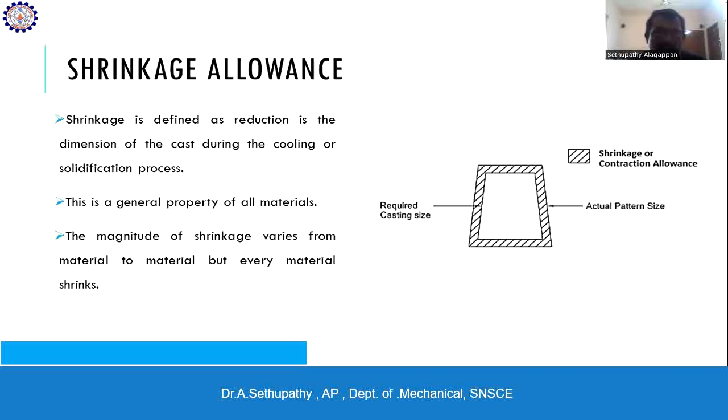So how do we make the shrinkage allowances in the pattern? Shrinkage is defined as the reduction in the dimension of the cast during the cooling or solidification process. This is the general property of all materials. The magnitude of shrinkage varies from material to material, but every material shrinks. So after solidification, metal will shrink, so we pour the metal in excess quantity of the desired quantity. That is called the shrinkage allowance.